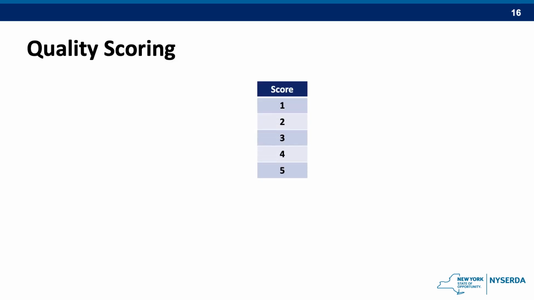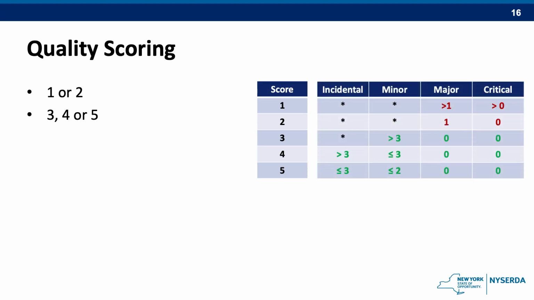Quality inspection scores are based on a scale of 1 to 5. Scores of 1 or 2 are considered a failed inspection, whereas scores ranging from 3 to 5 are considered a passed inspection. These scores are based on the number of deficiencies found during the inspection, of which there are 4 categories ranging from incidental to critical.